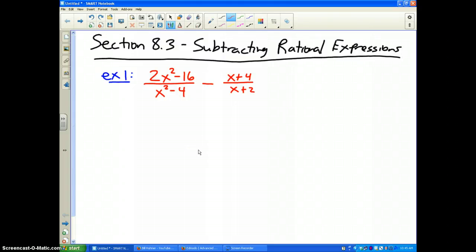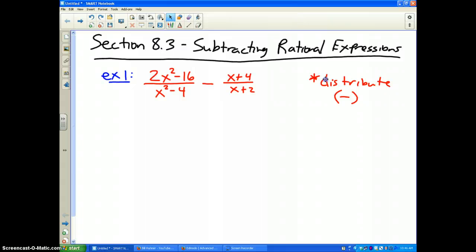Here we go with subtracting rational expressions. Works the same way as adding, except at some point you are going to have to distribute the negative sign. That's going to have to be done at some point in time here. Well, here's example number 1. Go ahead and write that down.